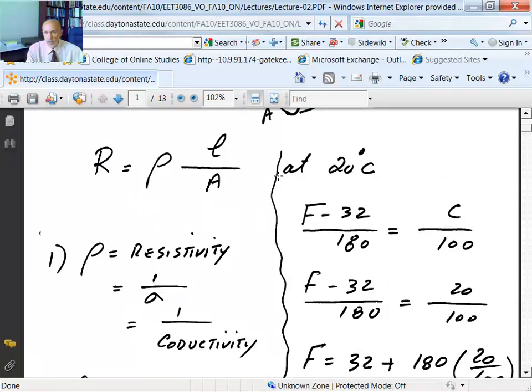So when you calculate the resistance of a given conductor, you really have 3 variables at room temperature. And then we're going to discuss what happens as the temperature changes. So the resistance R, then we've got rho. This is the resistivity, which is in a table in chapter 1. They give you the resistivity of different components.